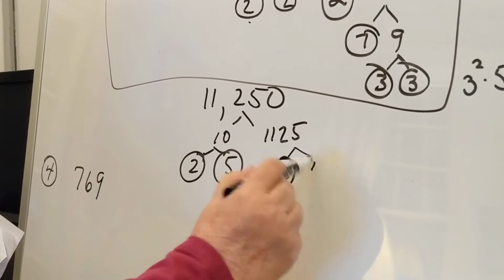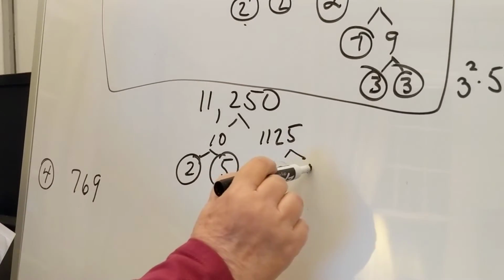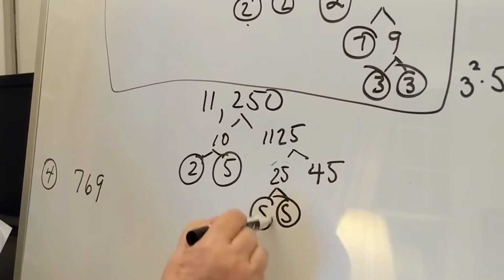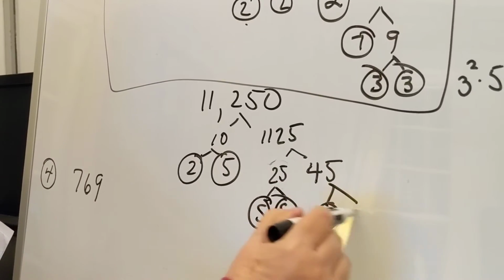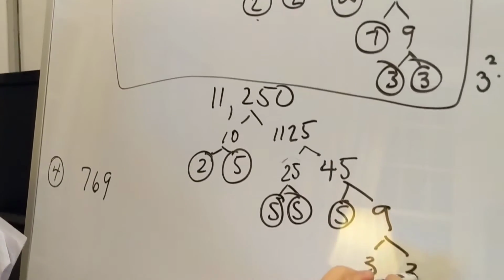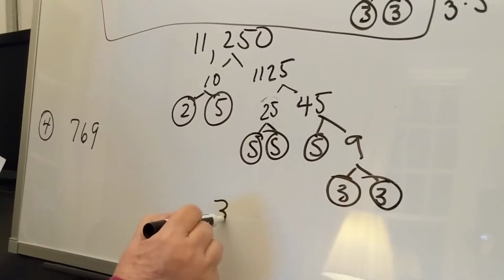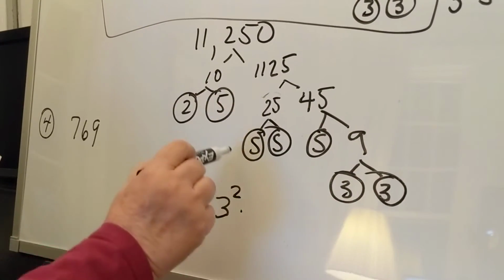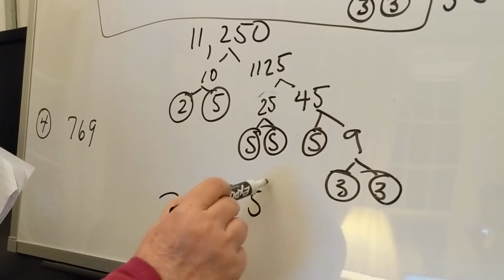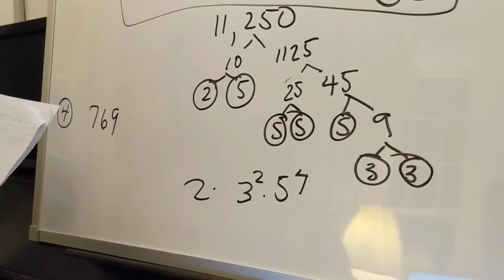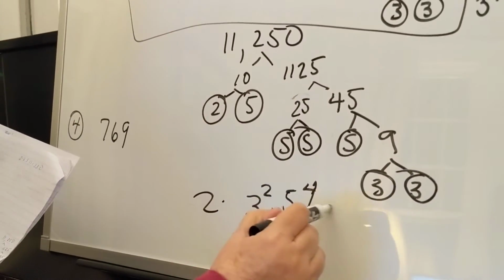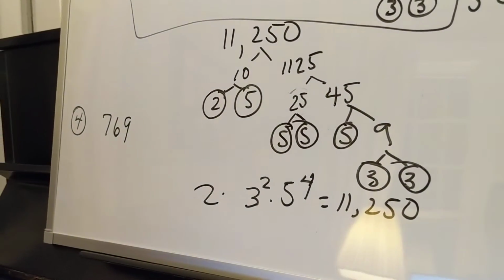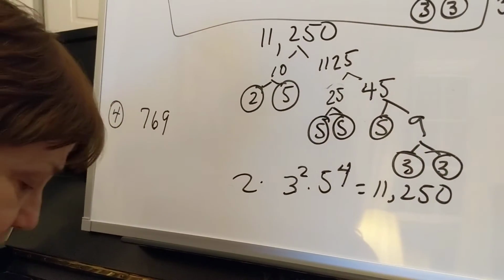And that's 25, ooh, that's not prime though. 25 times 45, and then break those down. And 5 and 9, of course 9 can be broken down again. So what we have is 2, see that 2 there, times 3 squared times 5 to the 1, 2, 3, 4th. And if we multiply all that together, that should give us 11,250.